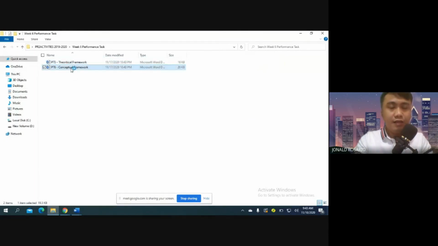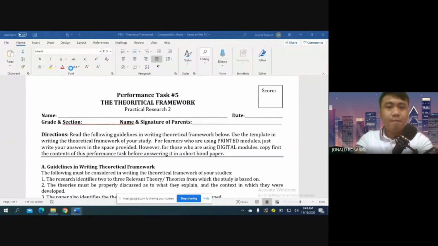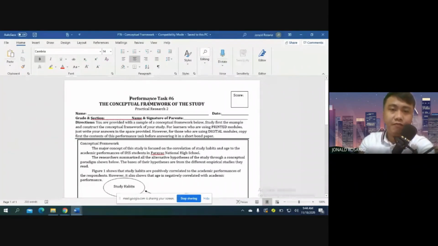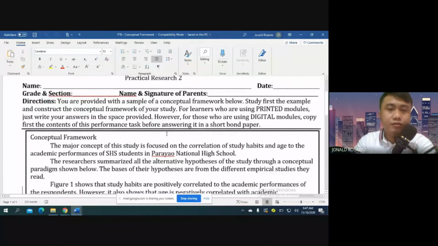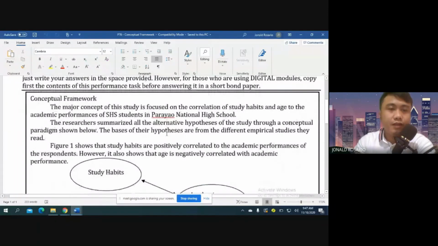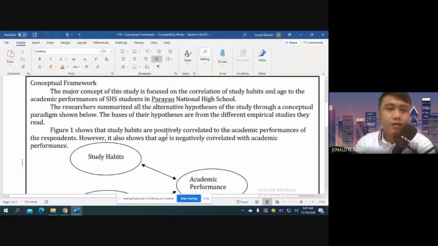Next, last one for this week 5 and 6, the conceptual framework naman of the study. Conceptual framework. So, nandun din sa module ninyo yung conceptual framework. So, mayroon tayo ditong example. Conceptual framework ang study or may certain study.